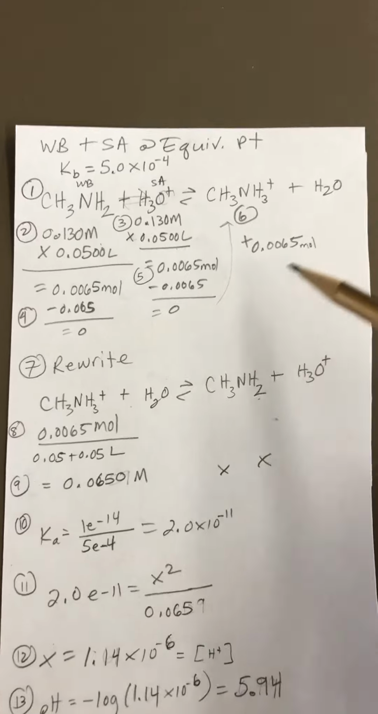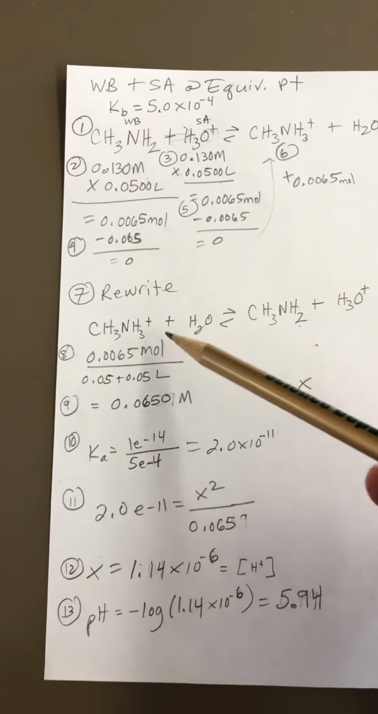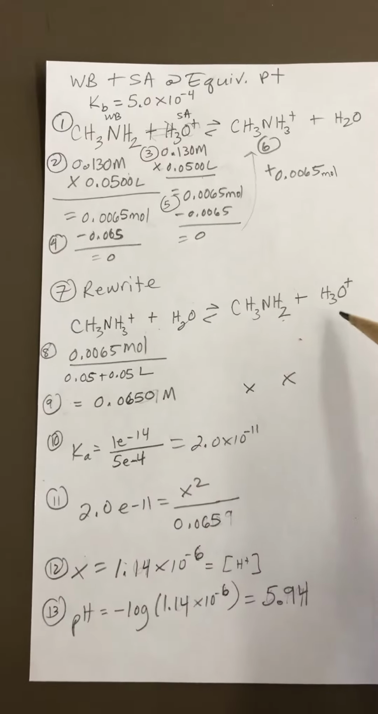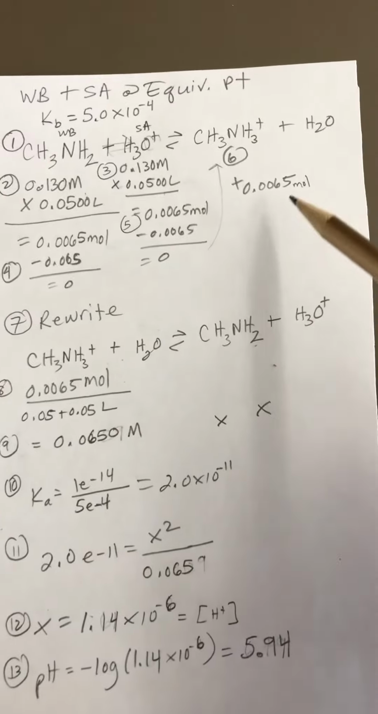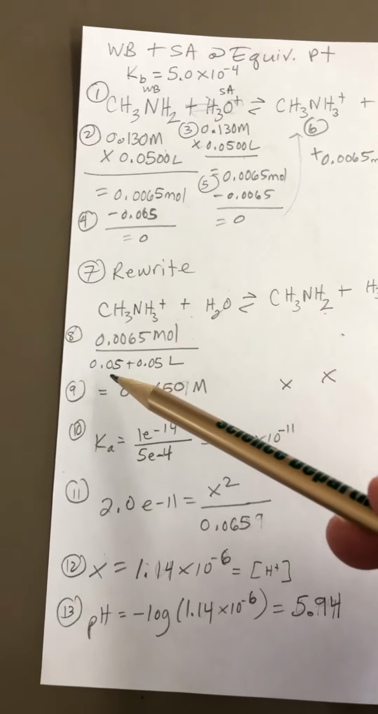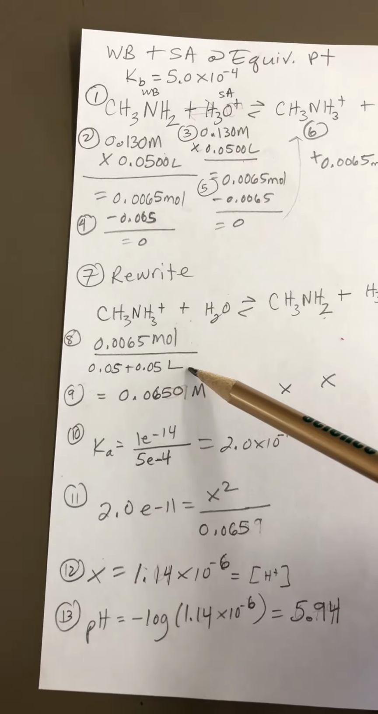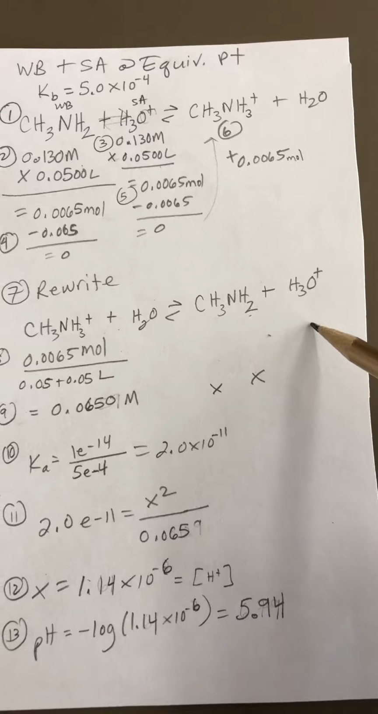And then that leads us to step number 7, where we need to rewrite the equation. And we have this plus water makes this plus that. And then we take the moles that came from up here, and then we divide it by the total volume, which is 0.05 plus 0.05. And then we have x for this one and x for that one.